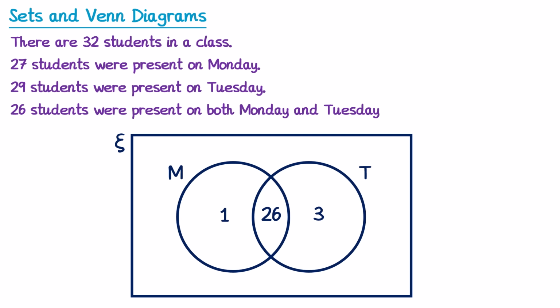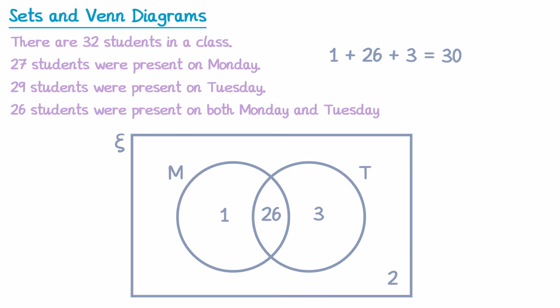It might also feel like you've now finished the question, but if you add up all of the students we've assigned so far, 1 add 26 add 3, you end up with 30. But the question says there were 32 students, so there are 2 students still not in the diagram. Those students must not have been present on Monday or Tuesday, so they go down here. And that's the answer to this question.